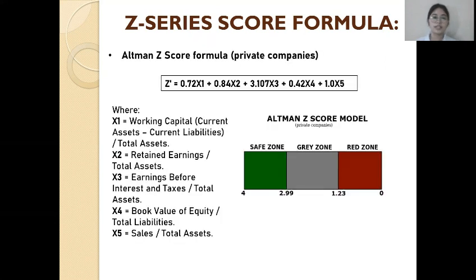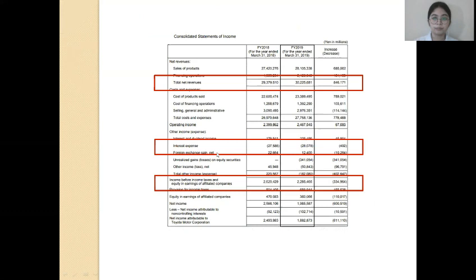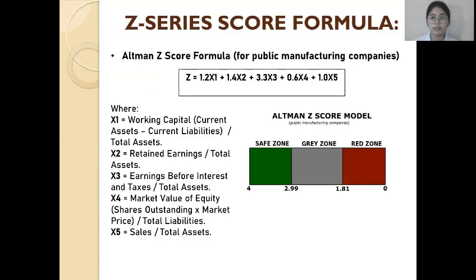Next, we have the Altman Z-score formula for private companies. We have here the formula itself and the financial ratios that we need to compute. The only difference of this formula compared to the public manufacturing companies is the calculation of the X4.